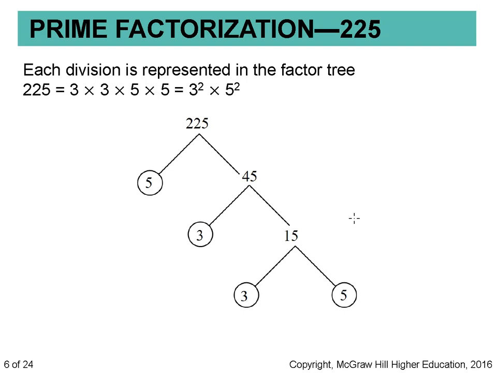There's lots of ways to do factor trees. For example, you might have written 45 as 9 times 5, in which case you would have broken the 9 into 3 times 3. Altogether, the prime factorization of 225 is 3 squared times 5 squared.